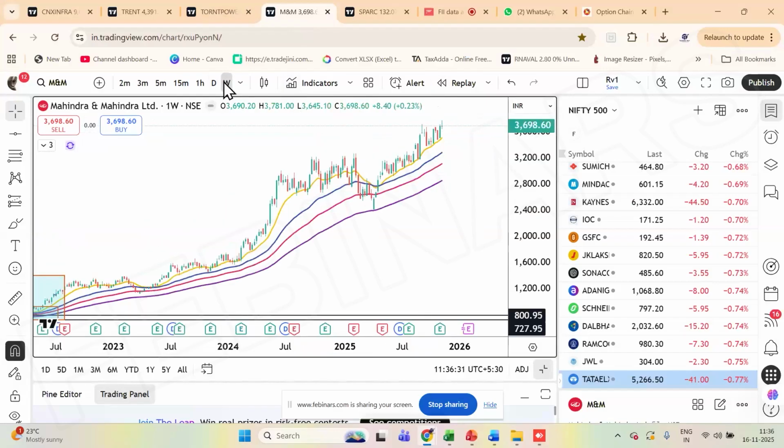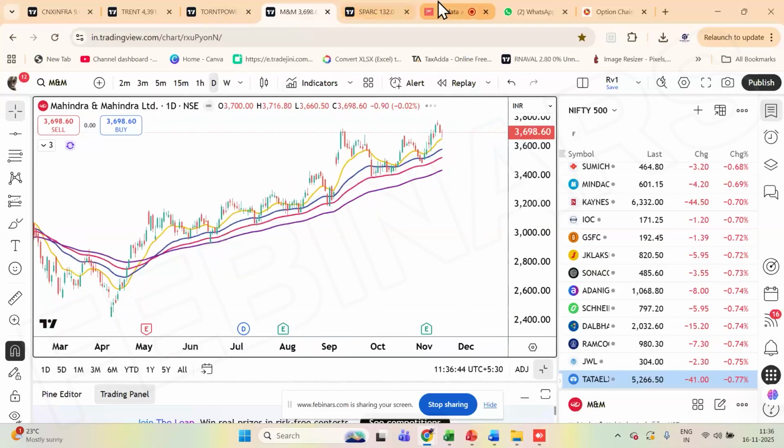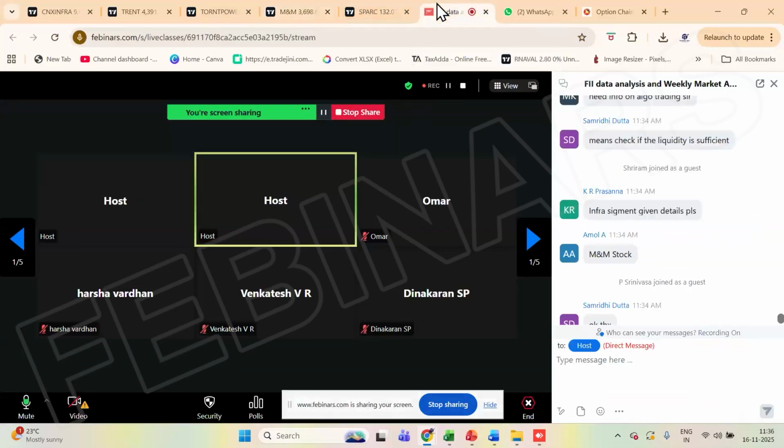What about the larger degree picture? Well, I am not an outright bullish buyer until the highs of 3800 are crossed. I would not buy the Mahindra and Mahindra stock. That's my personal point of view.